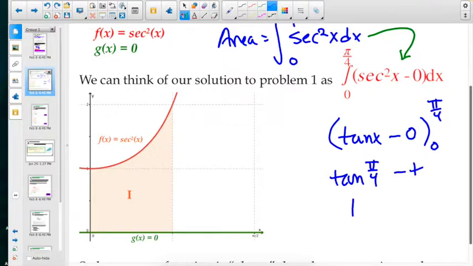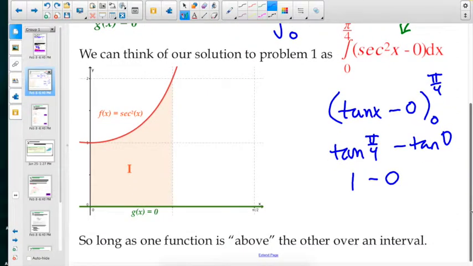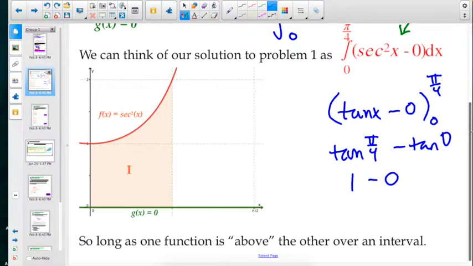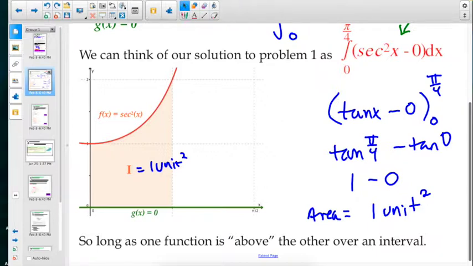Anybody know what tangent of 0 is? 0. Yeah, if it's asking you to evaluate it, it better not be undefined, I hope. Okay? So what is the area between those two curves? 1, exactly. So the area here equals 1 units squared. We don't have any units here, but we know area is square units. So we could always tack on a unit squared. Always impresses graders.